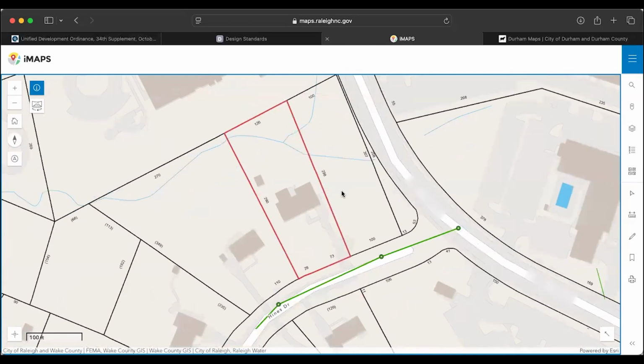So in this sense, I would not figure splitting this into 3 lots. I would keep them the same.